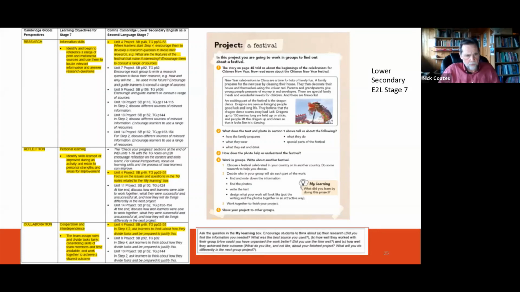If we drop down to the bottom one, the next one, I prefer to take reflection at the end. Collaboration, fairly straightforward. In step 4.2, ask learners to think about how they divide tasks and be prepared to justify this, to get them to think about and analyze how they actually assigned the roles and divided tasks, which is what the learning objective is. You see the learning objective bullet point, the team assign roles and divide tasks fairly, considering skills of team members and time management.